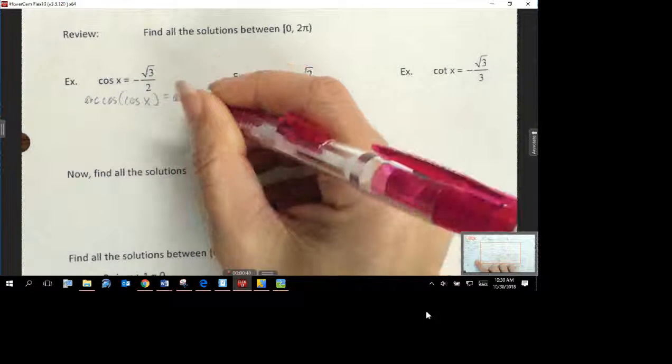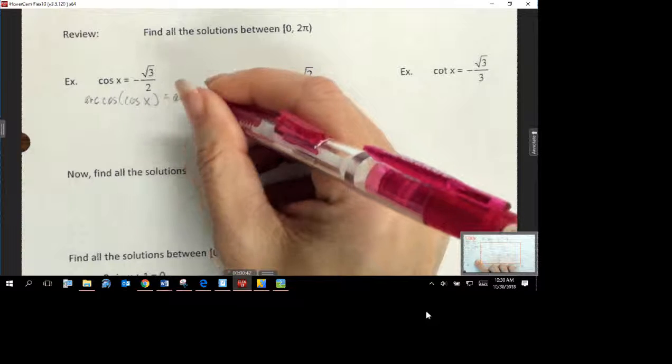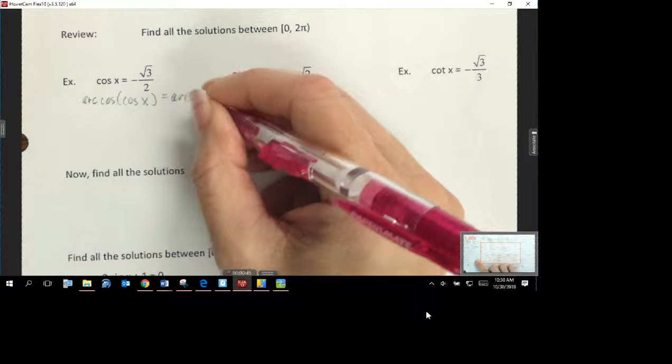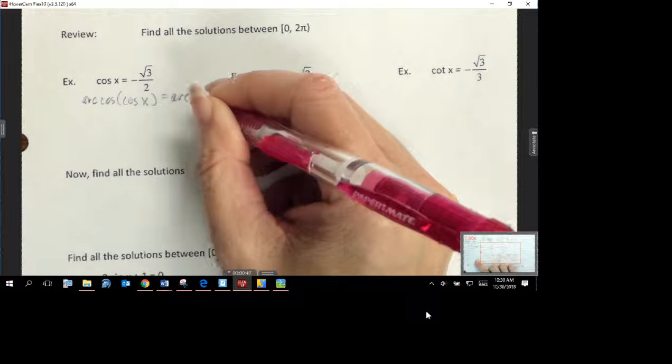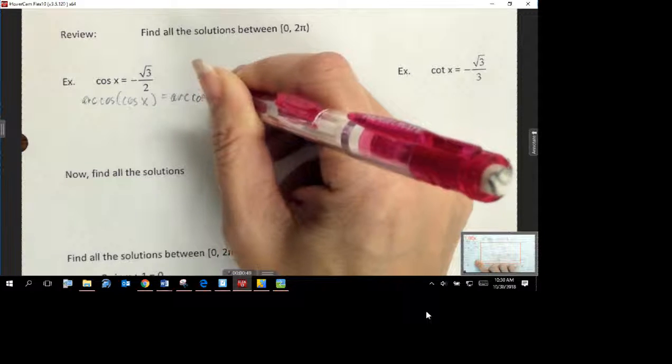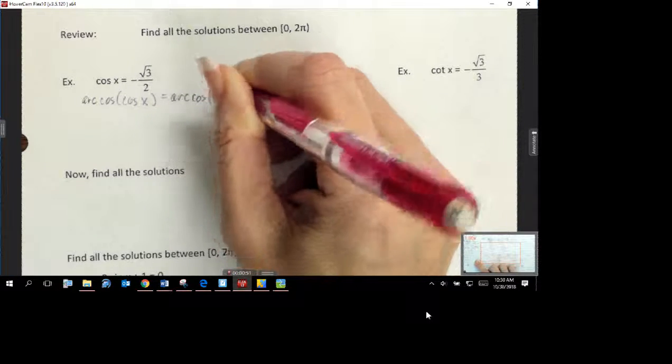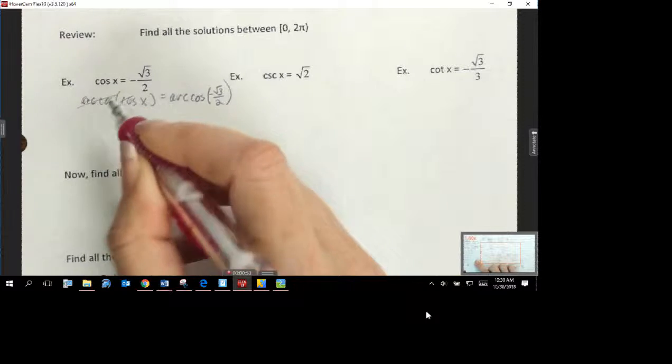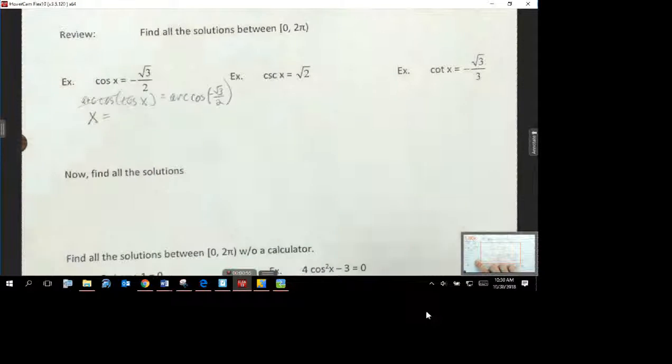Remember doing inverse cosine or arc cosine? I wrote arc, but it's the same thing as inverse. You guys remember doing that? You don't remember doing that? That's the only way you can get x by itself. Or I could have done cosine to the negative 1. That means the same thing. I just thought I'd throw out arc because that's what those calc kids do.